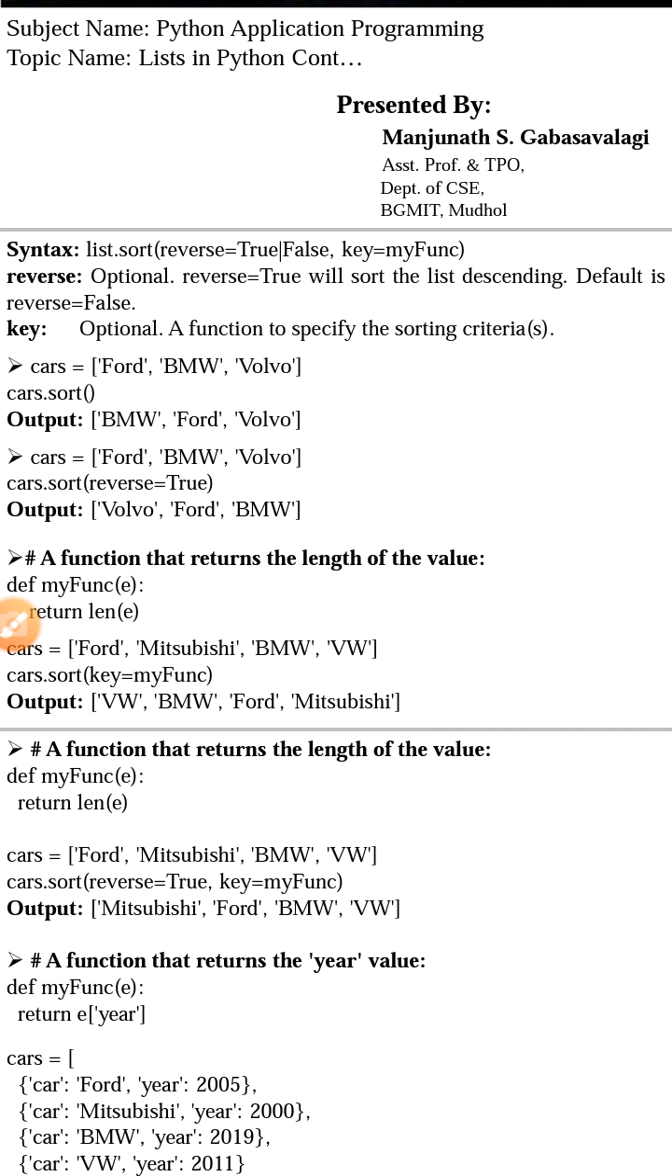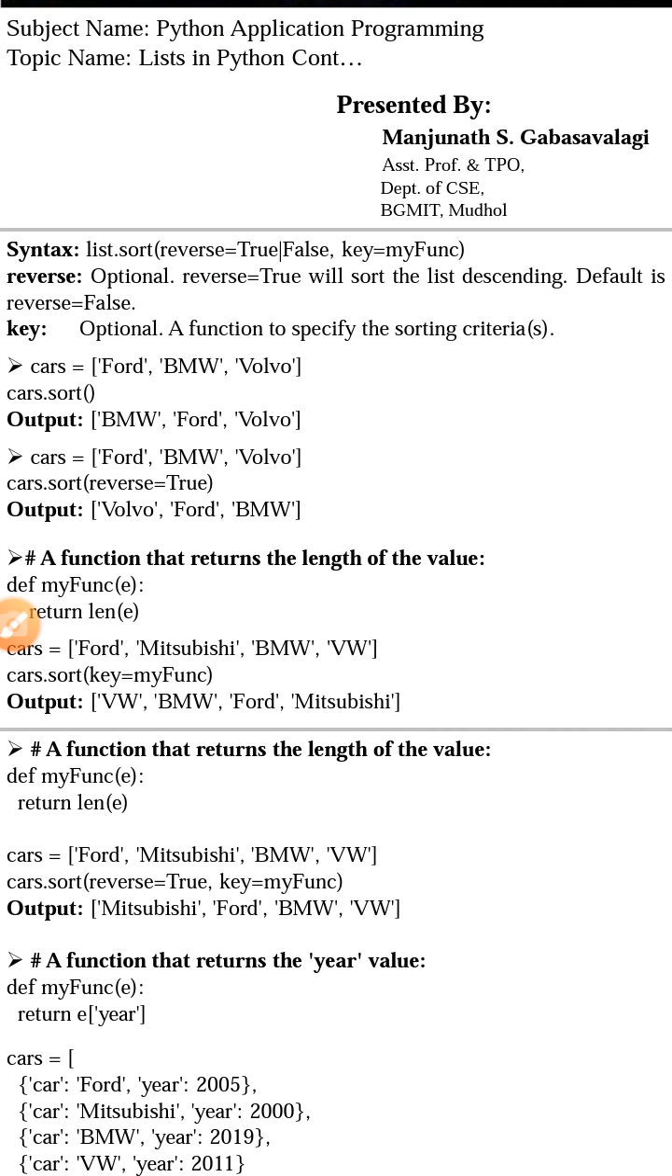Whenever you don't mention reverse as well as key values, by default your sort function sorts all the list elements in ascending order. Suppose our intention is to sort all the elements in descending order, then we will say reverse equal to true. Suppose our intention is to write our own function based on the functionality, to sort our list elements, then we need to use key equal to my function. The usage of these two parameters will be seen in the examples below.